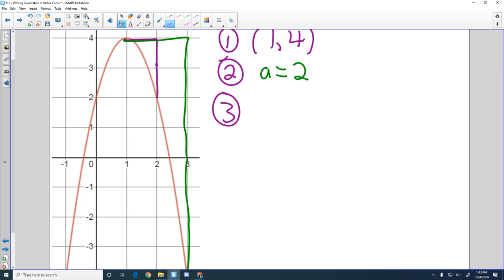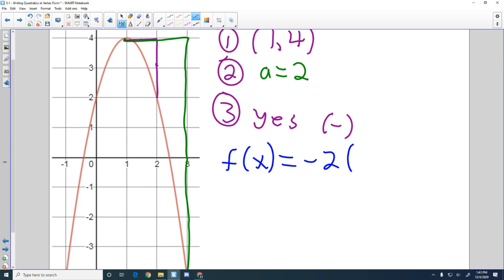So step 3 is our parabola flipped? Yes, it is flipped. So that means we're going to have a negative in front of it. And now we just put these three pieces of information together. F of x equals negative 2, parentheses, good, don't forget the squared, and then the plus 4.